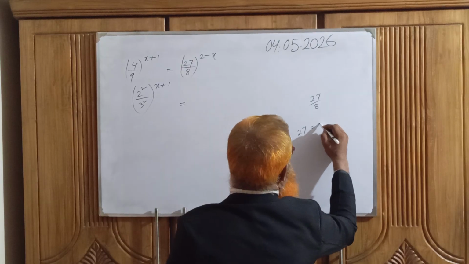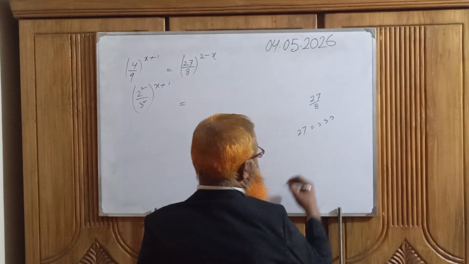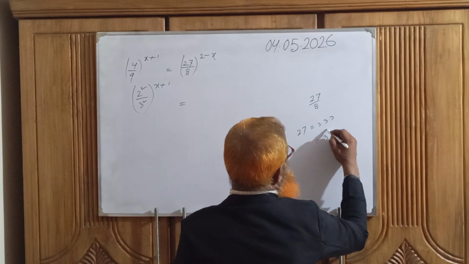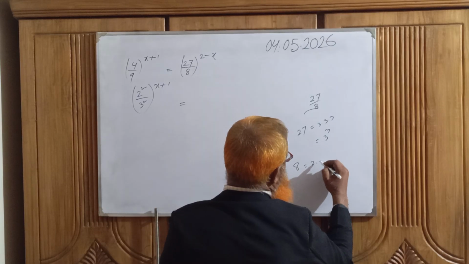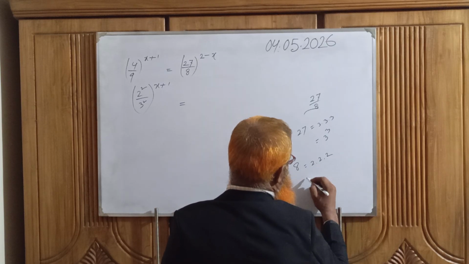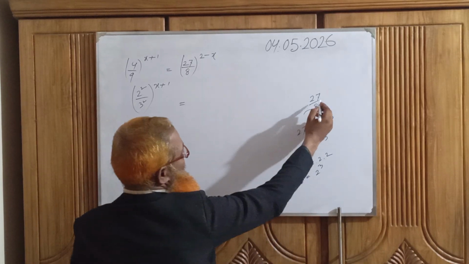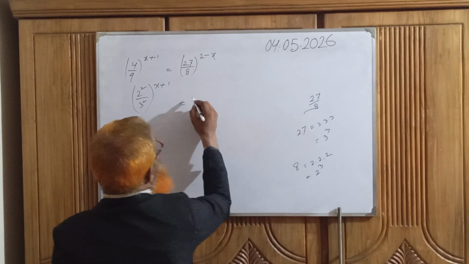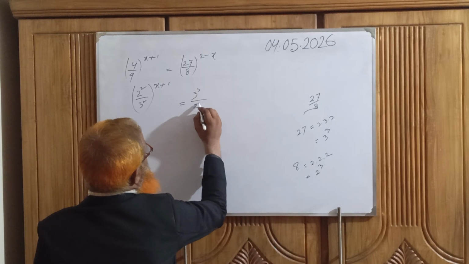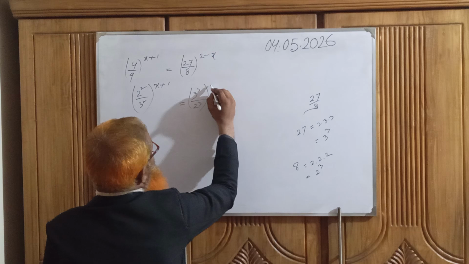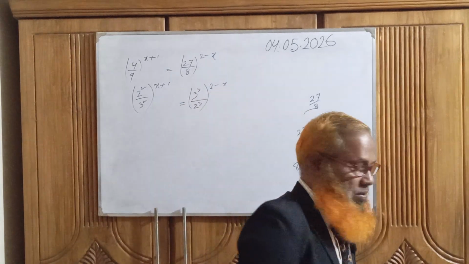27 equal to 3 times 3 times 3 is equal to 3 cube, and 8 equal to 2 times 2 times 2 equal to 2 cube. From 27 and 8 we found (3 cube by 2 cube) power of 2 minus x. What do we do next?